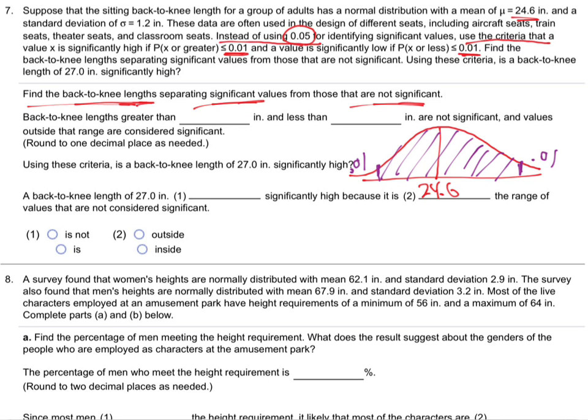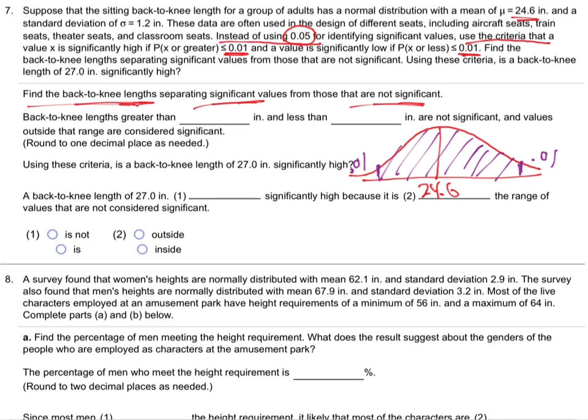That's bottom 1%, top 1%. They want me to find those marks. Like, what's the smallest and what's the biggest back-to-knee distance that'll go from the smallest 1% to the biggest 1% of all people. That's what they want me to find.